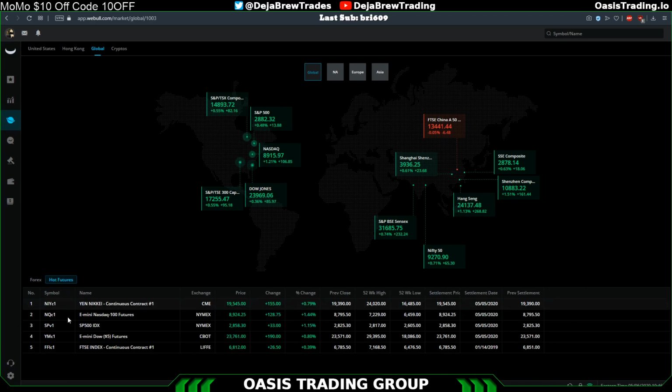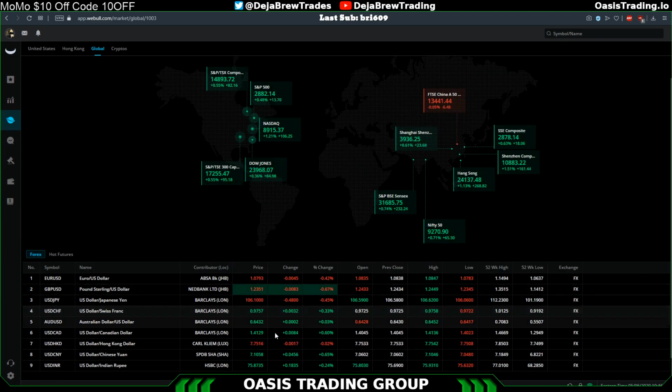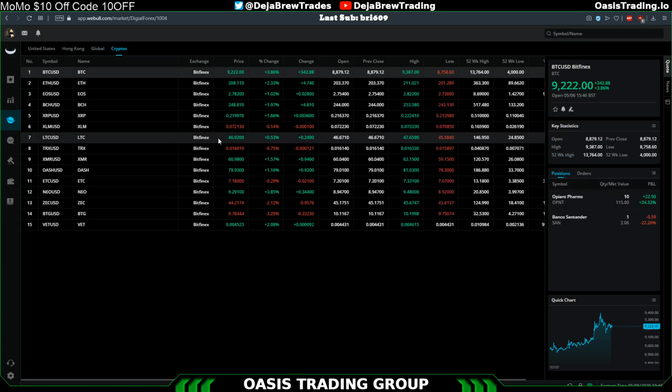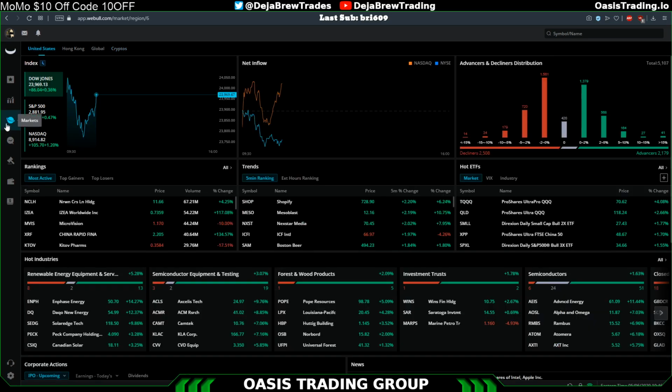You can also look at the hot futures, what's really moving here. Forex, if you're a Forex trader, you can keep an eye on the big Forex pairs. Crypto as well, if you're a crypto trader, it has a list of about 15 of the top cryptos. You can see how they're doing. But that is the markets window.